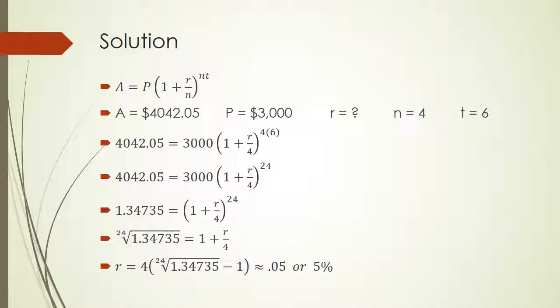1.34735. Then we take the 24th root. Fortunately, our calculators can handle that, of both sides. Then we're going to subtract 1 and finally multiply by 4. And what they did here is they kind of put that all as an expression so they could put it all at once into the calculator, which gives you the most accurate answer. The result is 0.05, but remember, this is a percent, so it will be 5%.